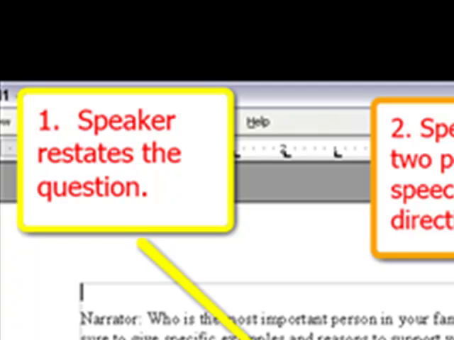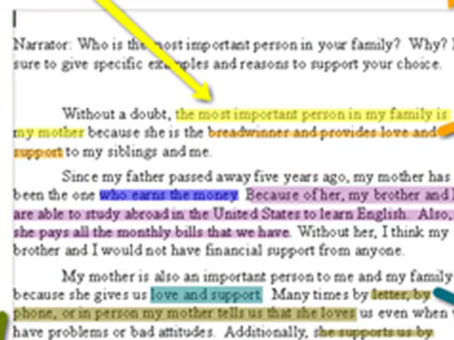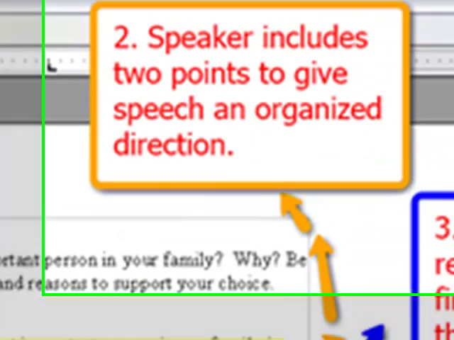First of all, the speaker restates the question. Notice the question is, who is the most important person in the family? Notice in the first paragraph, the speaker says, the most important person in my family is. So this is very important that you restate the question. It gives your speech a very clear direction.